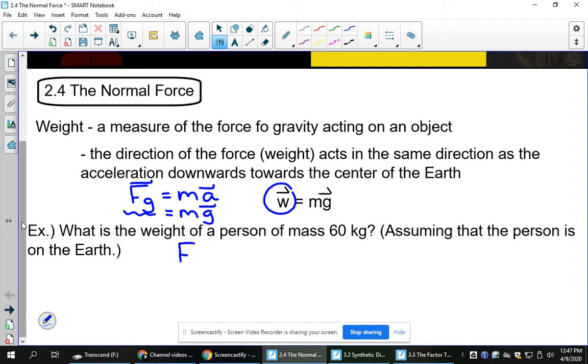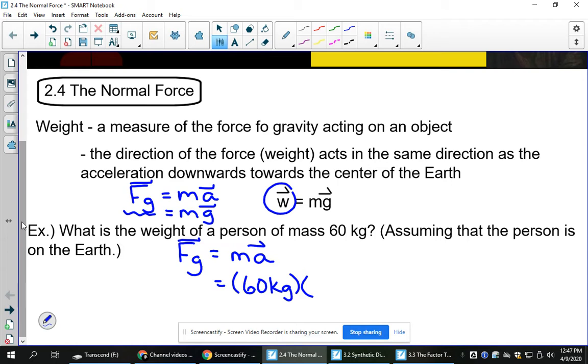So the weight, or the force due to gravity, is equal to mass times acceleration. Their mass is 60 kilograms. Remember, the mass of an object is how much matter makes up that object. The mass will never change. So this person could go to the moon and their mass will always be 60 kilograms. It doesn't matter where they are.